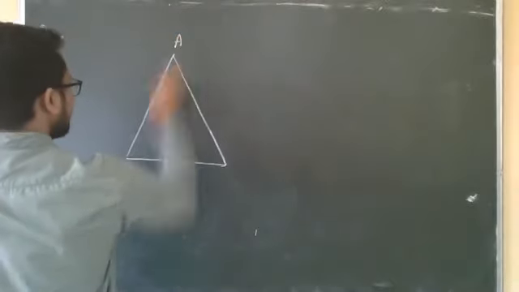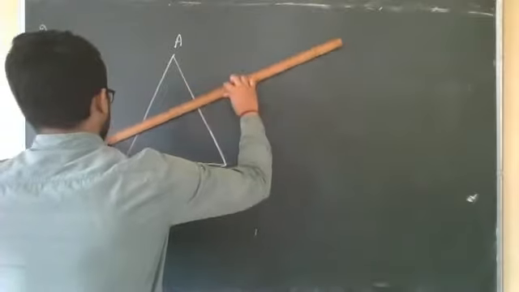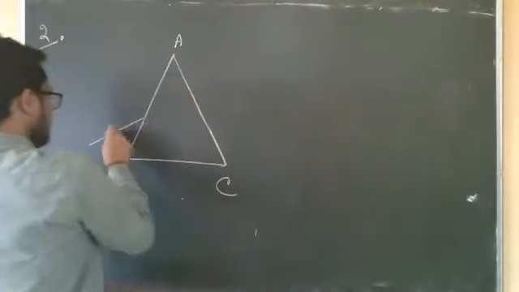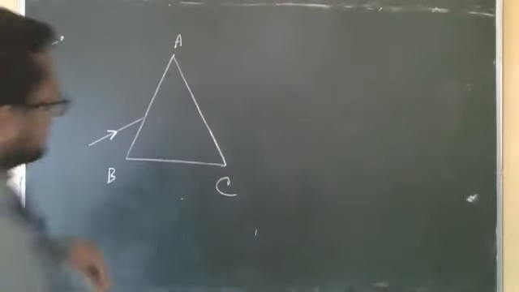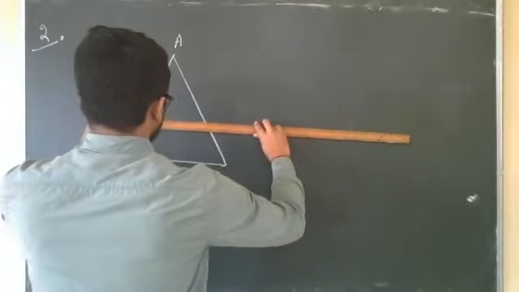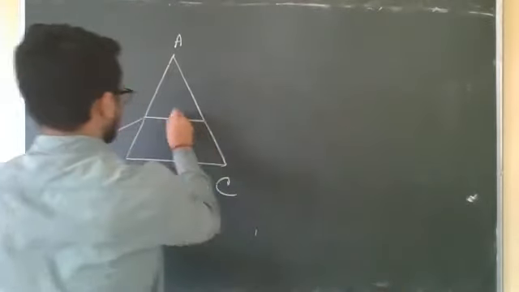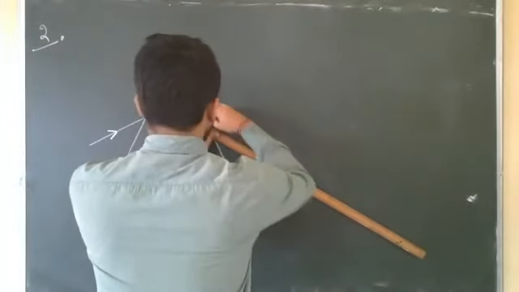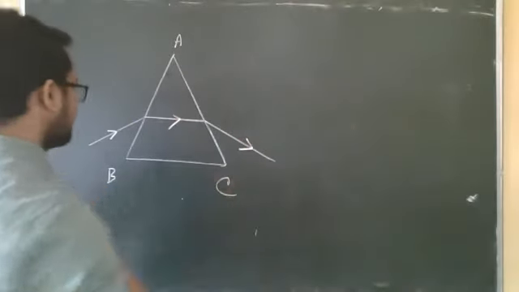Give names A, B, C. So this is the thing. Always give the arrow. Here in the diagram it is given parallel to the base, so draw it that way. Then it will bend towards the base always. In the case of a prism, it is always bent towards the base.